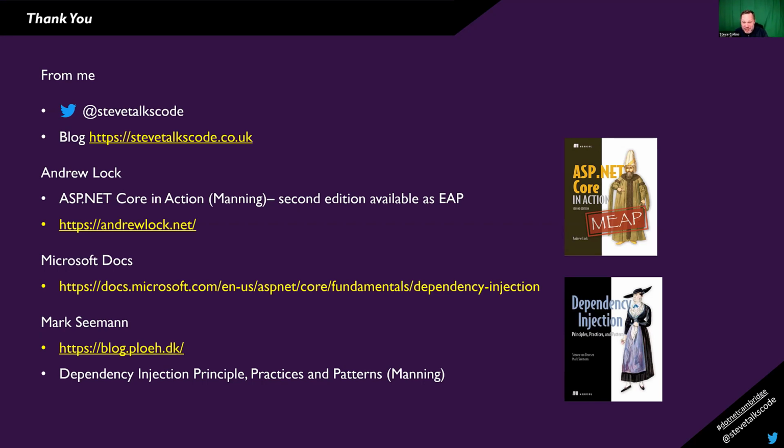A few honourable mentions. Andrew Lock has a brilliant blog that covers all sorts of .NET Core related things and is currently writing the second edition of ASP.NET Core in Action, which is available as an early preview ebook from Manning. The Microsoft Docs pages are well worth a look, especially if you're migrating from Core 2 to Core 3 or .NET 5. And last but by no means least, Mark Seemann's blog and book are well worth looking at to get a bigger picture of DI patterns and anti-patterns.